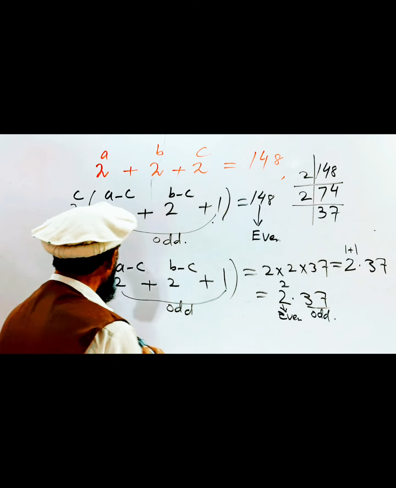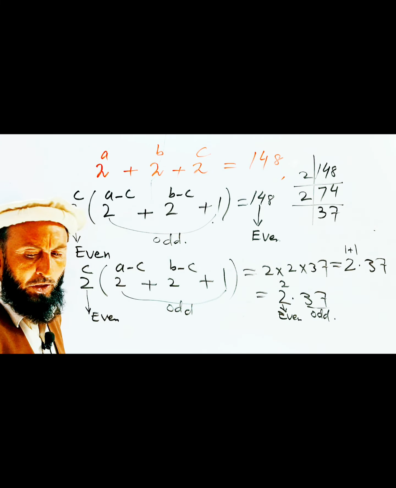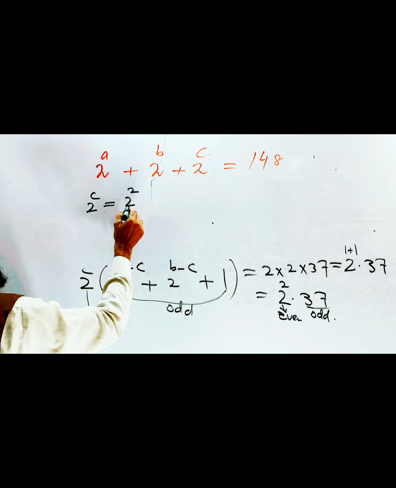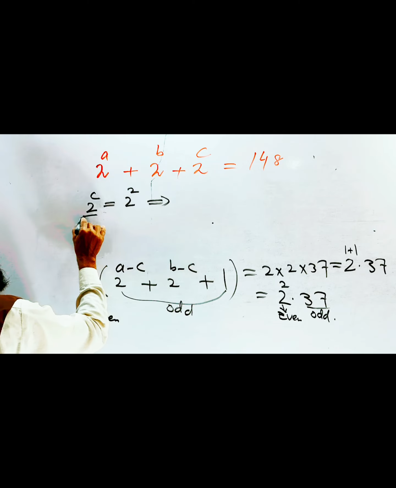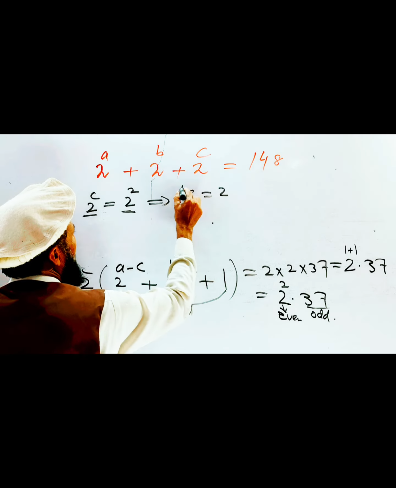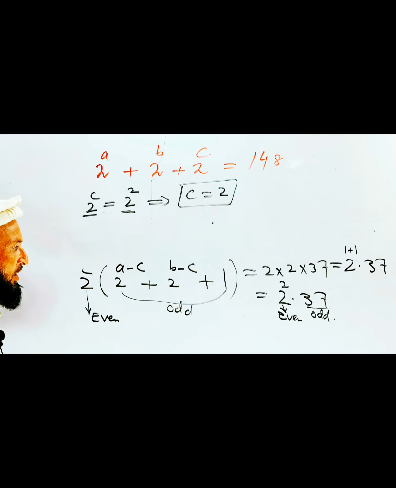Now we compare the even number with the even number: 2 exponent of c is equal to 2 exponent of 2. Here the bases are the same, so we compare their exponents and we get c is equal to 2.